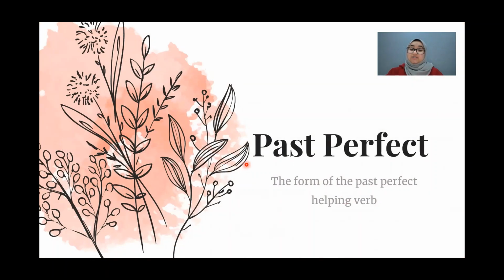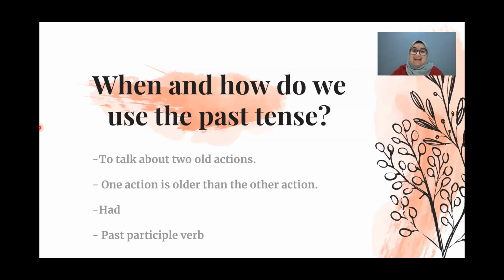And now we're on to our last part of today's lesson, past perfect tense. So when and how do we use the past perfect tense? We use the past perfect tense to talk about two old actions, but action 1 is older than action 2. And the helping verb that we use in the past perfect tense is had. And after we use it, we add the past participle form of the verb.